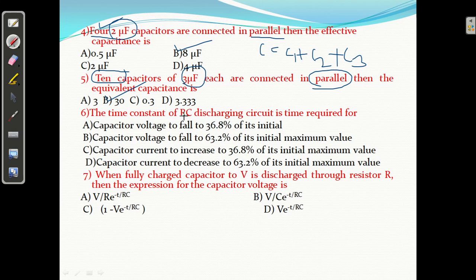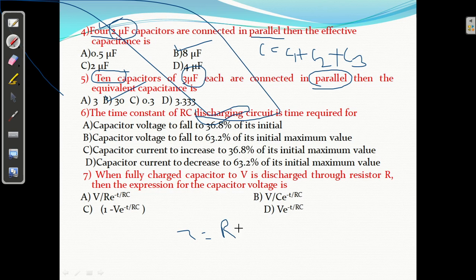The time constant of an RC discharging circuit, that is very important. This is the discharging circuit. In a discharging circuit, what is the time constant? Tau equal to RC.